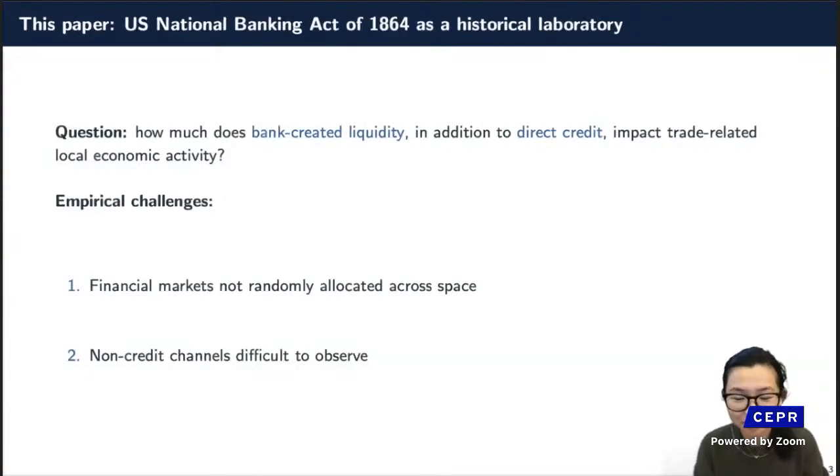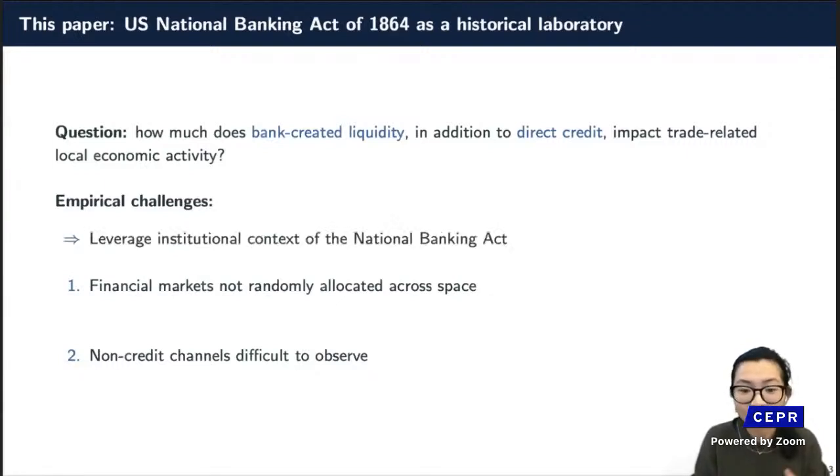And there are a few empirical challenges as usual. So first, financial markets aren't randomly allocated across space. This is something we're all pretty used to thinking about. And second, non-credit channels are typically difficult to observe, precisely because they're not balance sheet items that you can just record and look at.